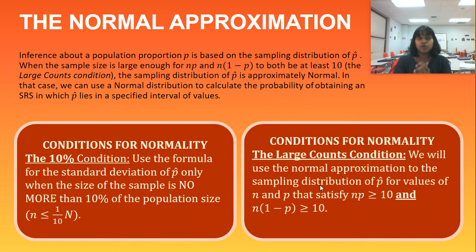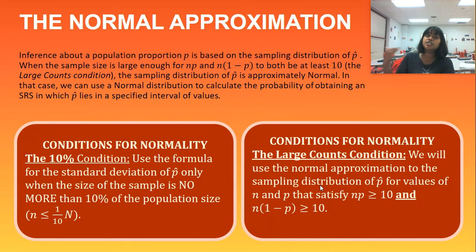So conditions for normality always apply. There's the 10% condition. Does the size of your sample match no more than 10% of the original population size? In fact, some statisticians might even claim 5% is a better value, but for us, we're going to call it the 10% value. My sample size must be no greater than 1/10 of the original population size. That's the 10% rule. Then we have the large counts condition, or the large enough counts condition.